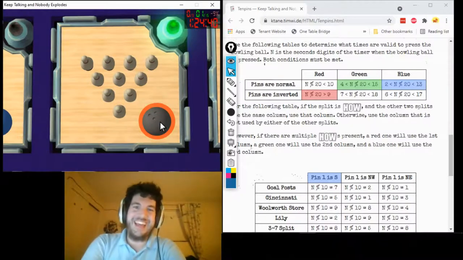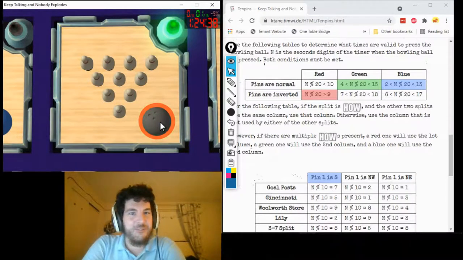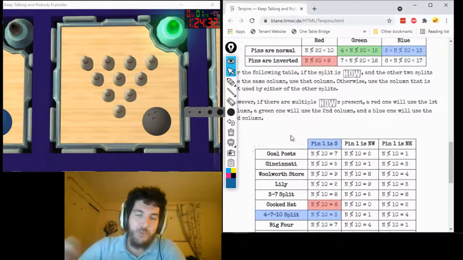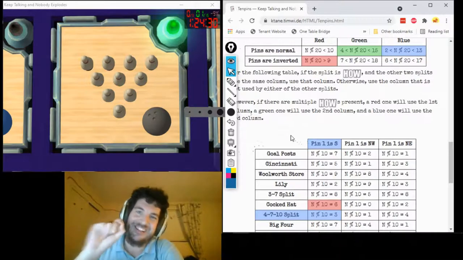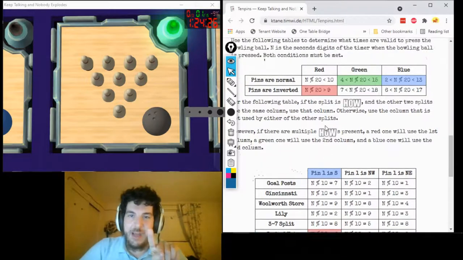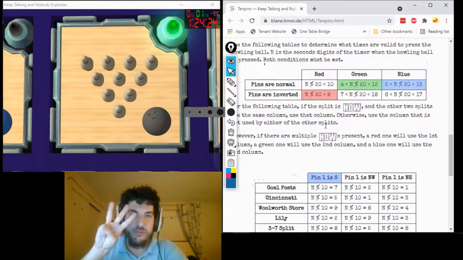We did it. And there it is. That is Tenpins. What a great module. Tricky mathematical calculations. But again, consider the second table before the first table. That way you get a last digit. You're down to 6 possible times. And then by using the top table, you narrow it down to 3.